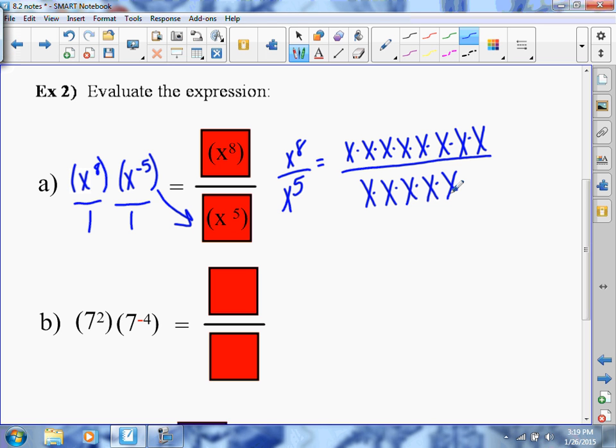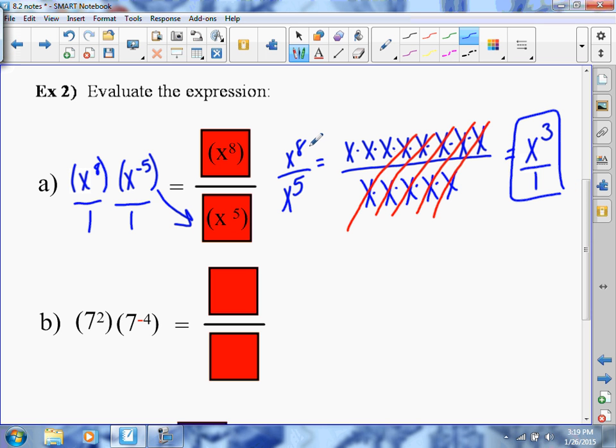So you know this, when we're dealing with fractions, when we're reducing, we can cancel out stuff that's the same. So I've got 1, 2, 3, 4, 5 x's that I can cancel from top and bottom, which leaves me with 3 left over in the numerator. So you can write it x to the third or x to the third over 1 if you'd like.